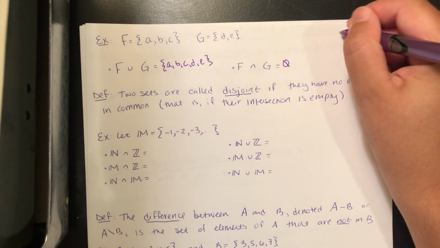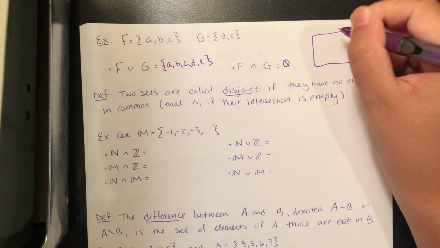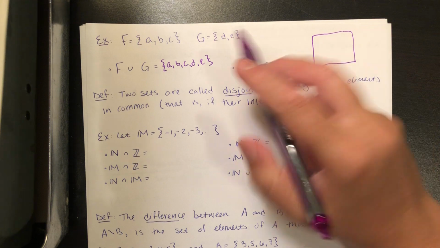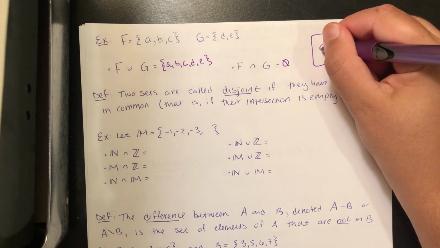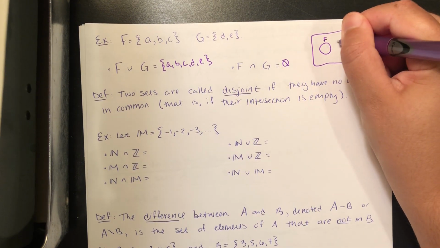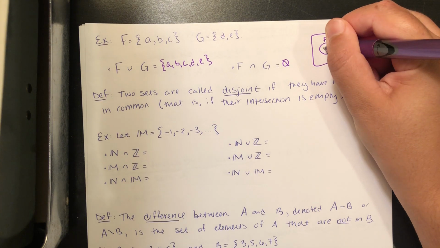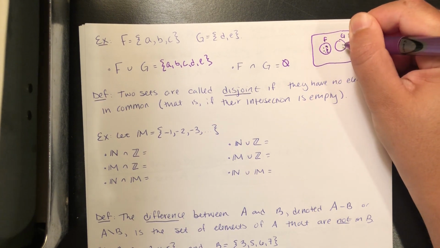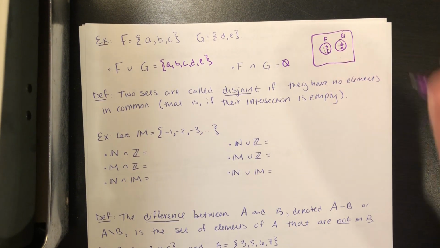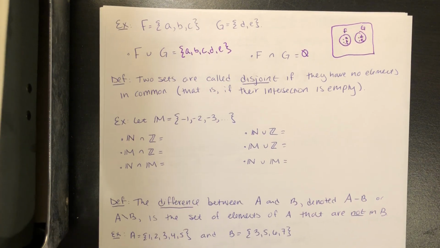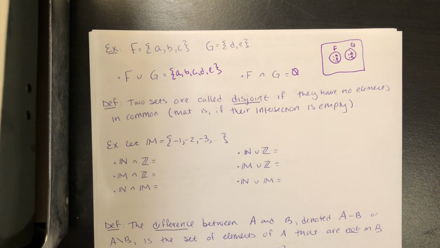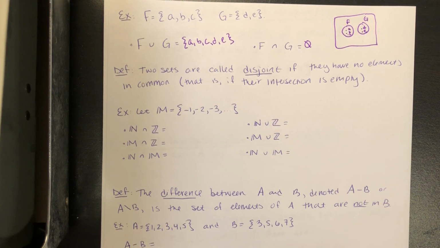If we wanted to draw a Venn diagram of this, what's going to be in the overlap? Nothing, right? There's nothing that's in both of those sets. So their Venn diagram is really going to look more like this. Right? We've got A, B, and C, and then we've got D and E. They're separate. There's no intersection. And so two sets that have that property of having nothing in common are called disjoint. So we say two sets are disjoint if they have no elements in common, that is if their intersection is empty.